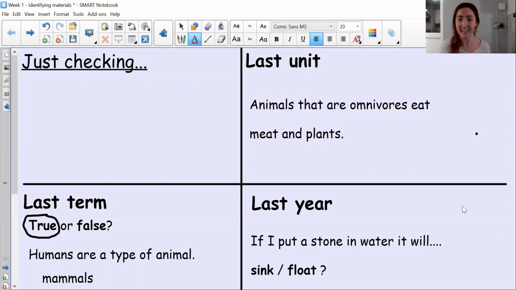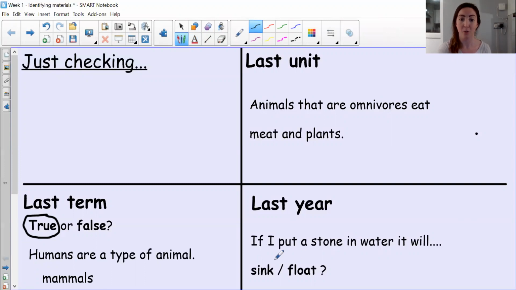And last year, if I put a stone in water, will it sink or float? If I put a stone in water, it will most definitely sink. Well done if you've got all of those right.